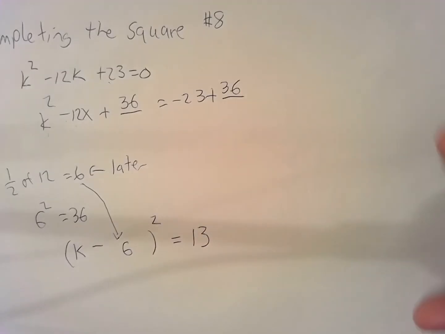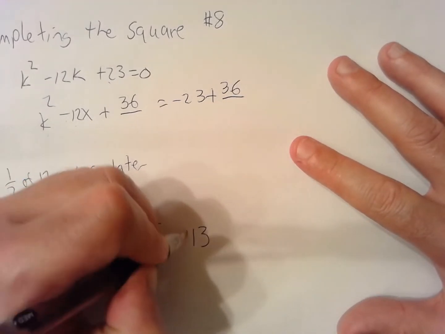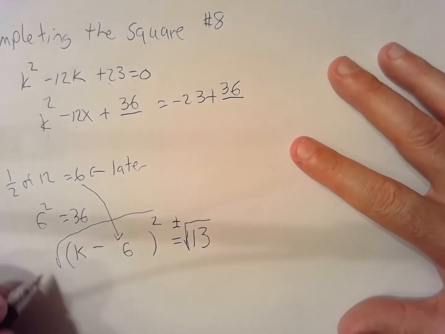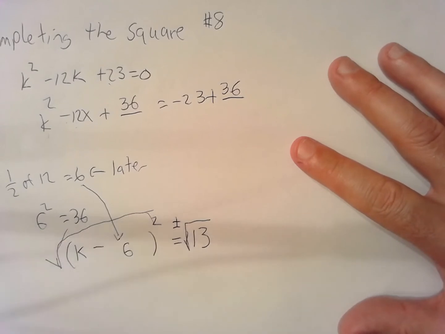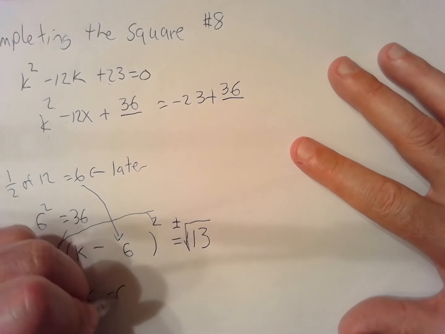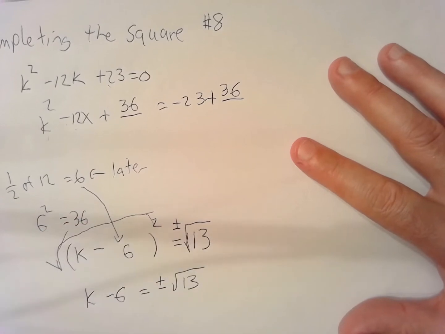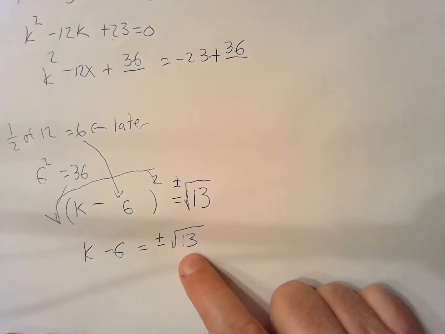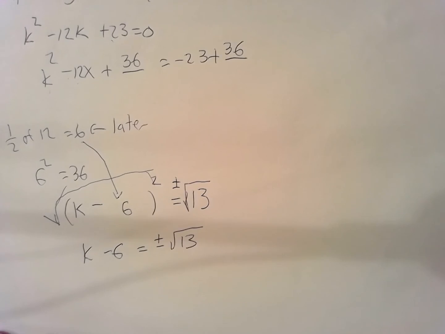We're almost done. Now we use the square root property, which means we can take the square root of both sides, as long as we put a plus or minus on the right side. The square root of something squared, the square root and square just cancel each other out. On the left side, I get k minus 6. On the right side, I get plus or minus root 13. If I could do the square root of 13 and get an integer, I would just do it. But I can't. It's an irrational number, so I just leave it. It's perfectly fine like that.